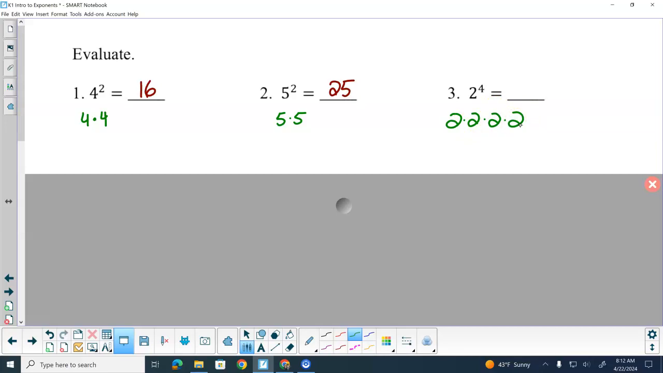2 times 2 is 4. 4 times 2 is 8. And then 8 times 2 is 16. Okay. We could have also gone 2 times 2 is 4, and 2 times 2 is 4, right? And then 4 times 4 is 16. Okay.